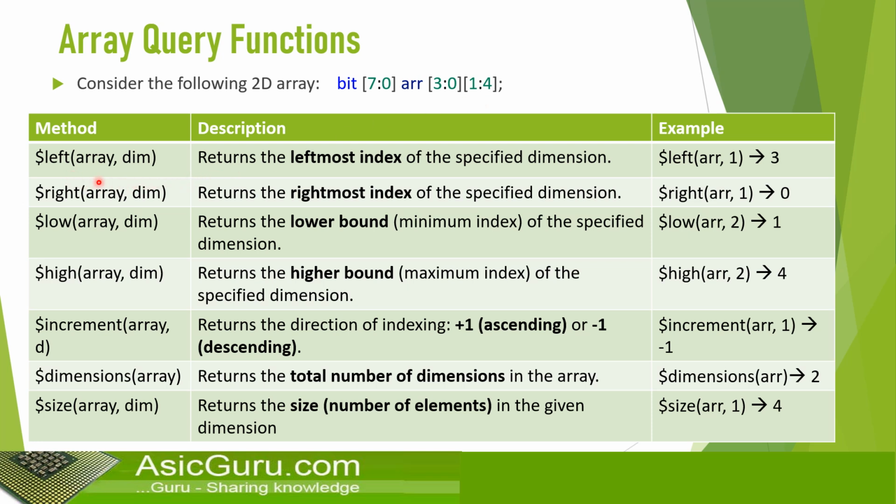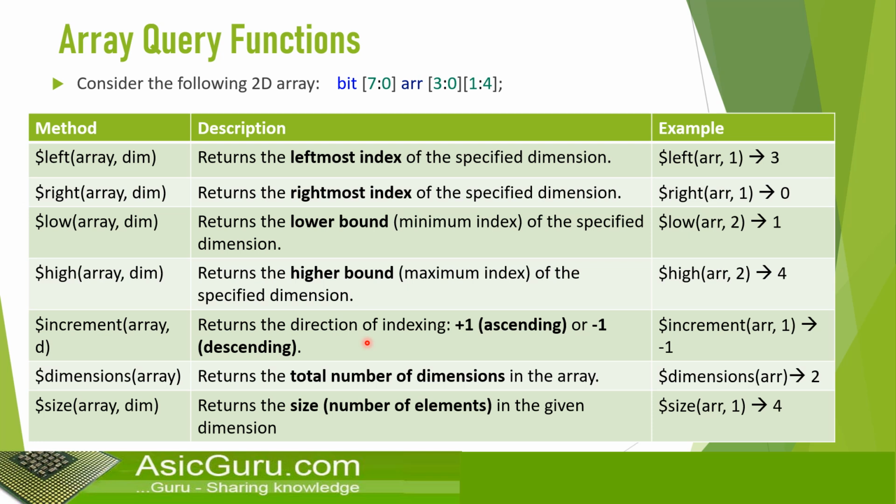First is $left, which returns the leftmost index. Here we are passing the dimension as 1, so for dimension 1, the leftmost index is 3. Next is $right, which returns the rightmost index of the specified dimension. Here with the first dimension, the rightmost index is 0. Next is $low, which returns the lower bound of the specified dimension. Here we are passing the dimension as 2, and for this dimension the lower bound is 1. Next is $high, which returns the higher bound.